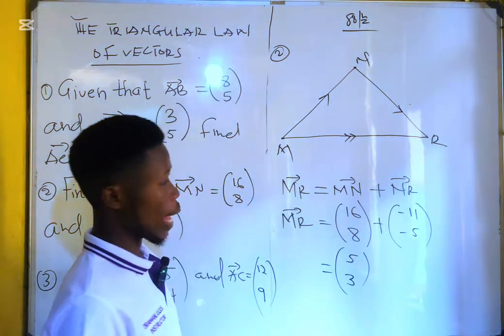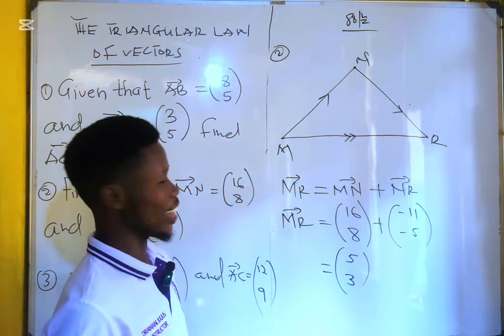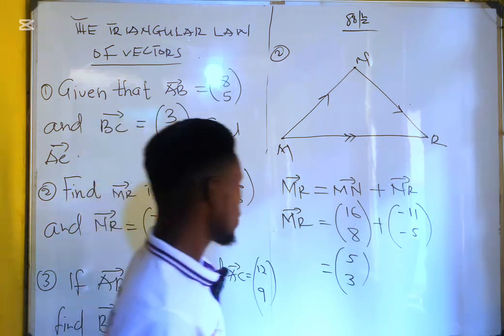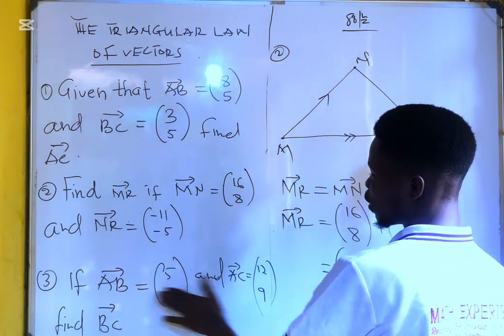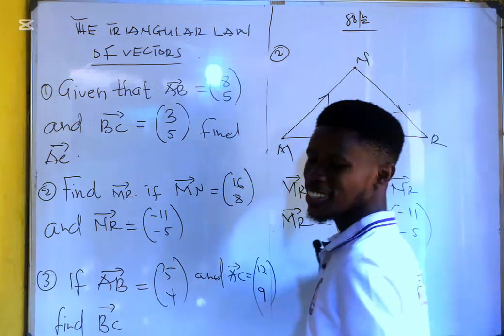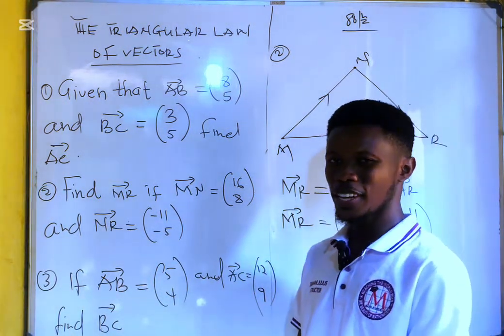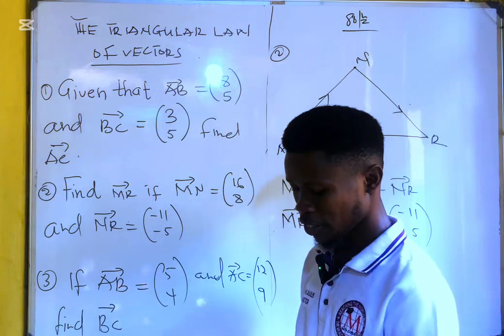So this is as simple as ABCD, okay. So please try your hands on this. Here AB has been given, AC has been given, you have to find BC. So try your hands on that. Okay, let's look at the last example, then we move to the next topic.